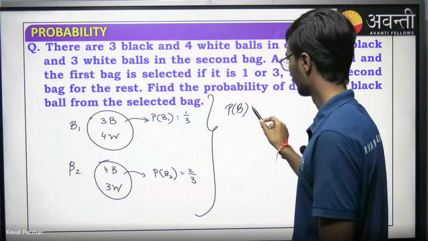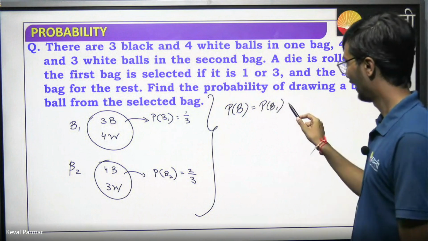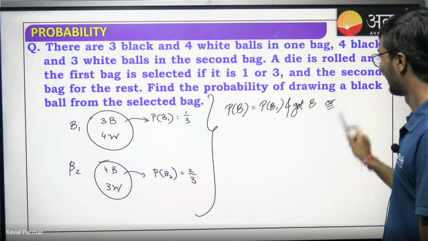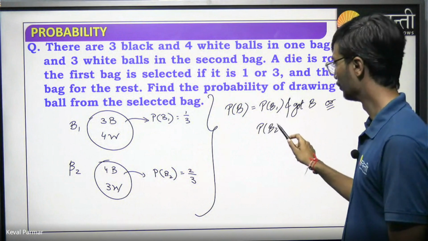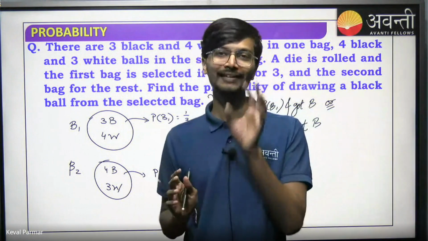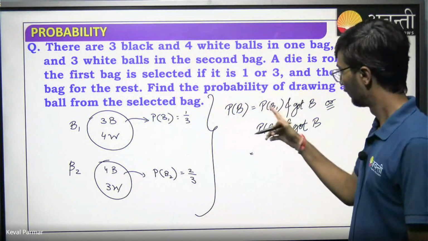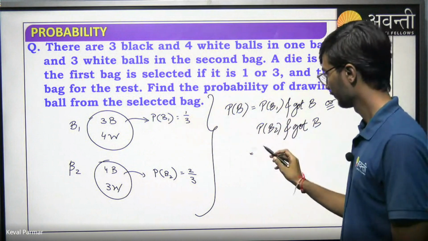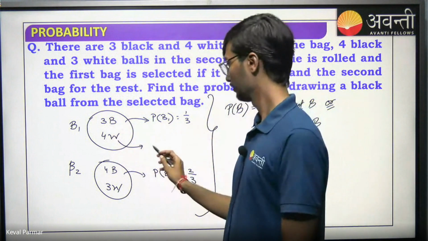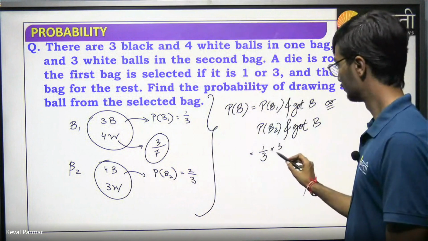So the probability of a black ball will be that I selected bag 1 and got a black ball, or I selected bag 2 and got a black ball. Here, 'and' usually means multiplication and 'or' usually means addition. So the probability of selecting bag 1 is 1 by 3, and getting a black ball from here: total number of balls are 7, and 3 are black. So the probability of getting a black ball will be 3 by 7.